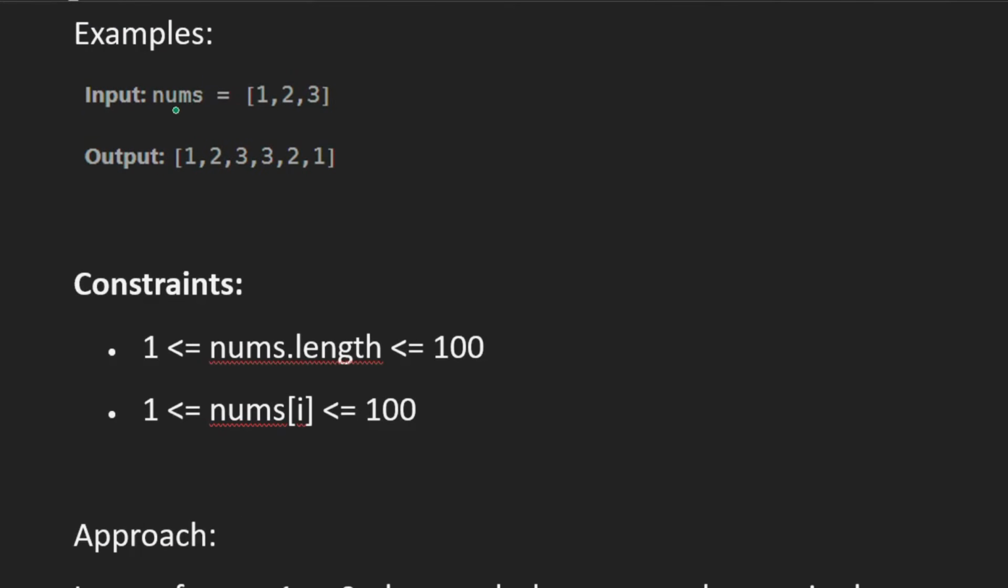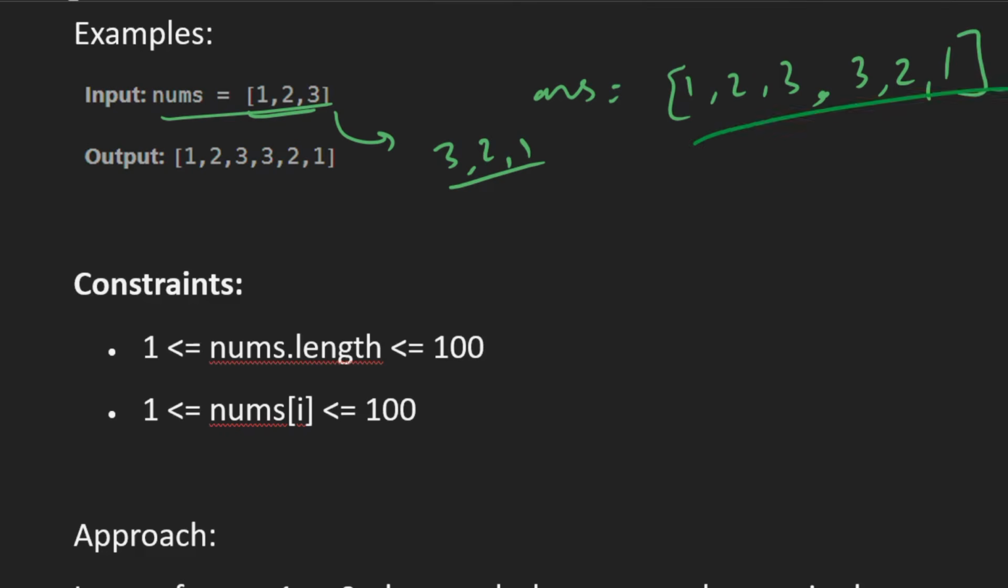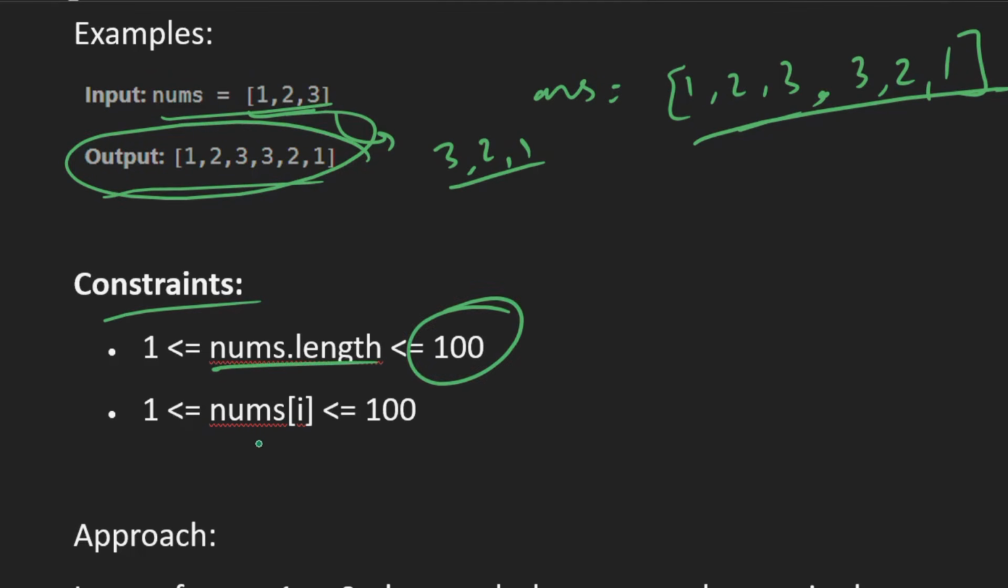So if this is the nums array, then in the answer array the first n elements should be the same, that is 1 2 3. Then the reverse of this array is 3 2 1. So we put this here, so we get 3 2 1. So this is our answer array, so this is the output. So let's see the constraints. The array length is up to 100 only, and each element can be up to 100, right?